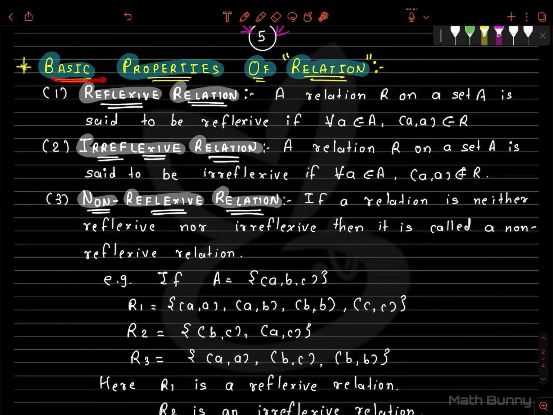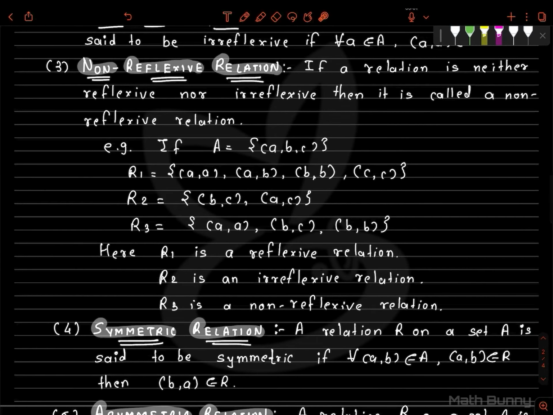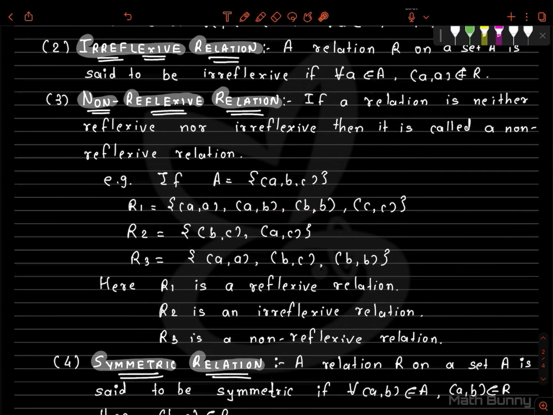Now, we will see the basic properties of relation. The first one is reflexive relation. A relation R on a set A is said to be reflexive if for all a belongs to A, (a, a) belongs to R, then it is called a reflexive relation. For example, if A is equal to {a, b, c} and R1 is equal to {(a,a), (a,b), (b,b), (c,c)}. Here you can see (a,a) is present in R1, (b,b) is also present in R1 and (c,c) is also present in R1. So, this is called reflexive relation.